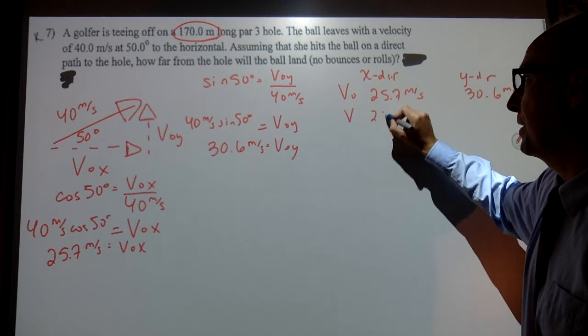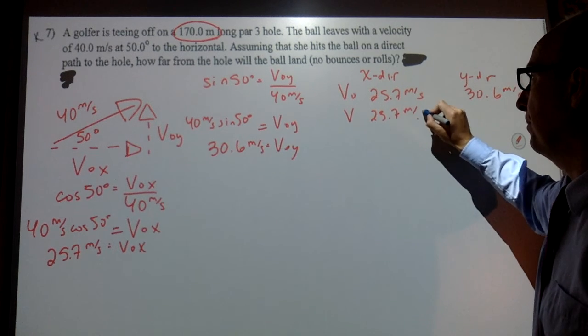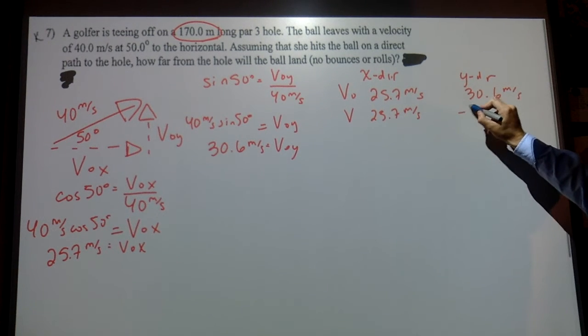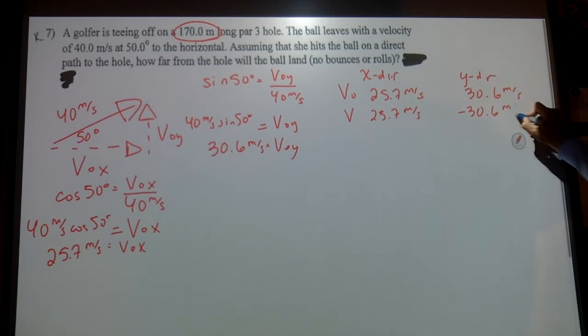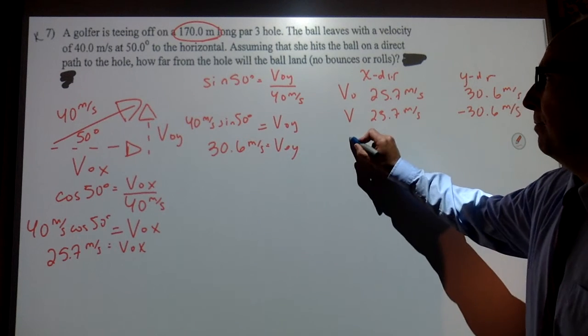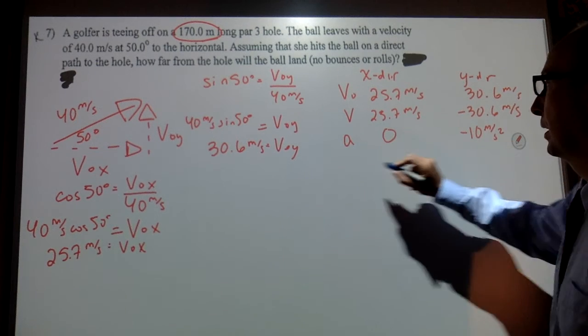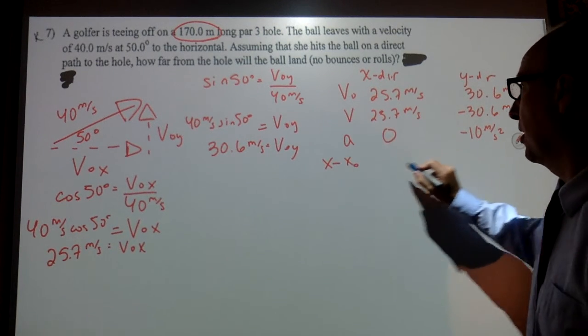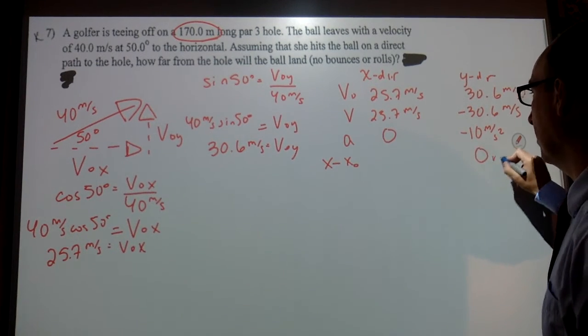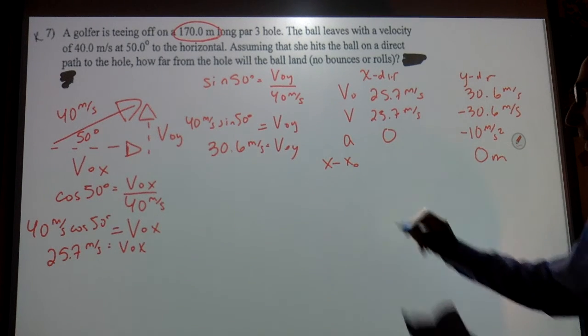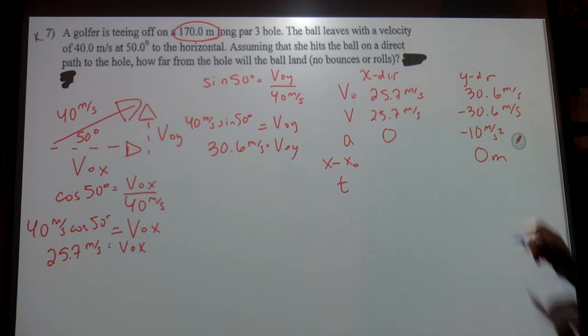In the x direction, this is the same because the acceleration is 0. In the y direction, this is going to be negative. I'm assuming that it's starting on the ground and ending up on the ground. And that's more realistic than a baseball would be, right? Because a golf ball pretty much starts on the ground. My acceleration here would be 0, and here would be negative 10. My displacement here, we don't know. My displacement here would be 0 because it starts on the ground and ends up on the ground. And I don't know the time.